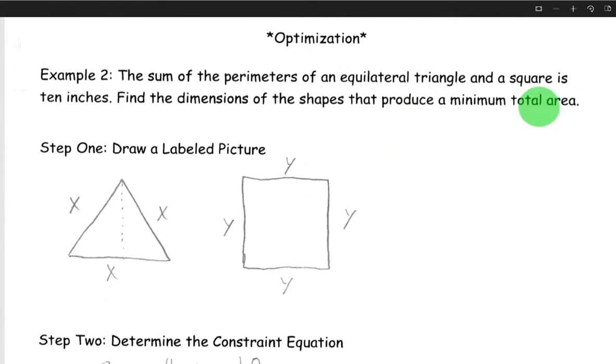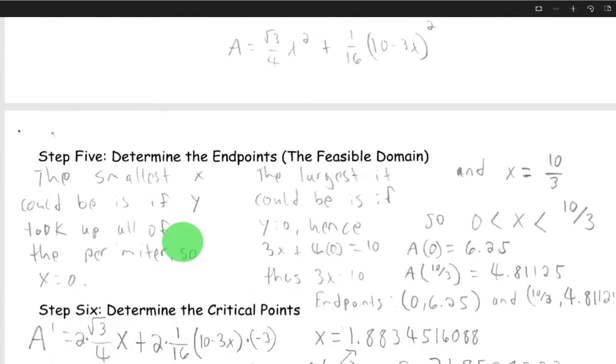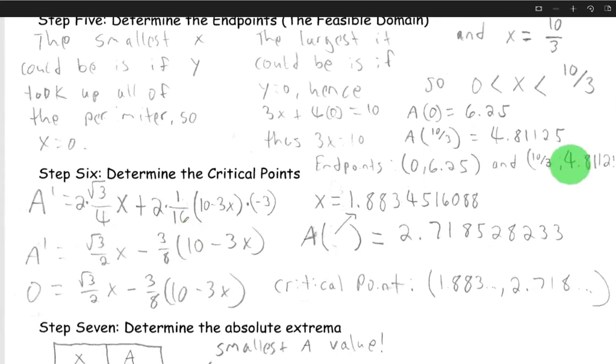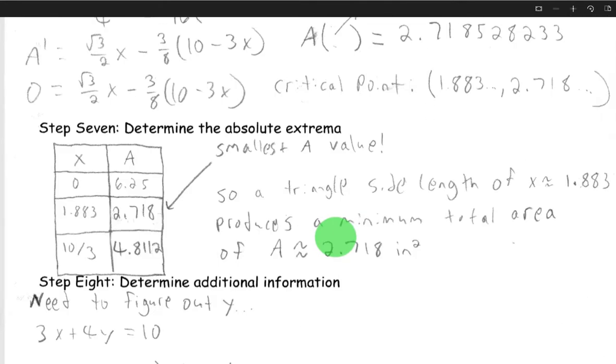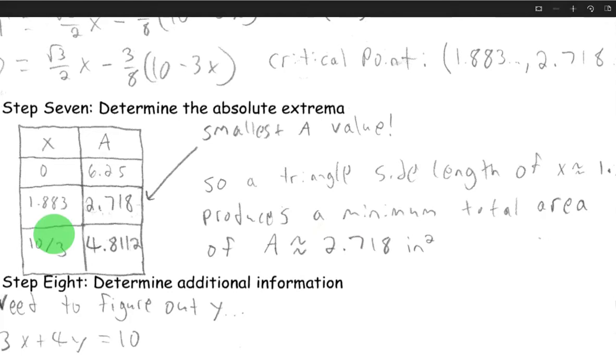Again, we want to produce a minimum total area given 10 inches of material with this equilateral triangle and square. We found out the endpoints right here and the critical point here. The independent variable being x, which is how long the triangle side length is, and then area would be the total area once you take into account the triangle and the square. When we compare those for step 7, we can figure out what the absolute extrema is, in this case minimum area. And again, that middle value, which is our critical value, will produce a minimum area of 2.718, or approximately e.